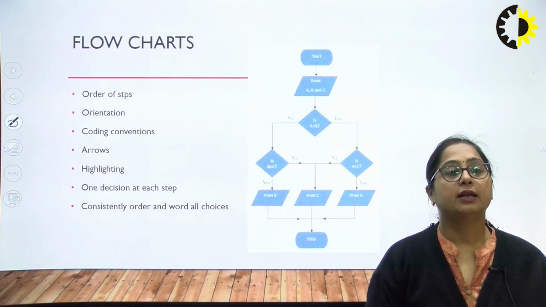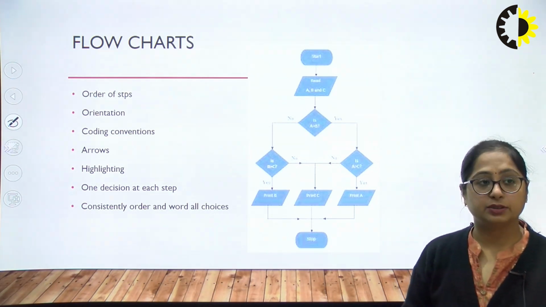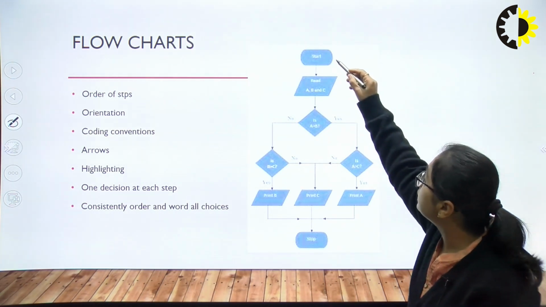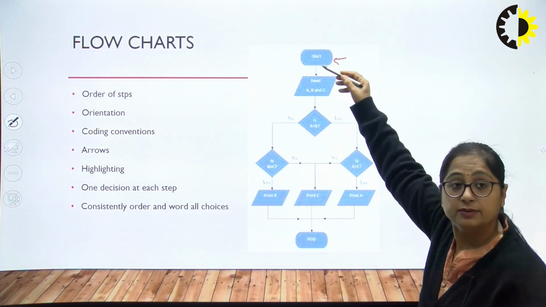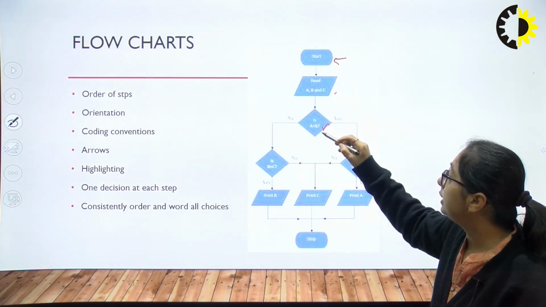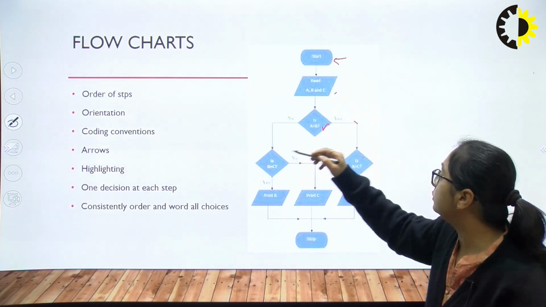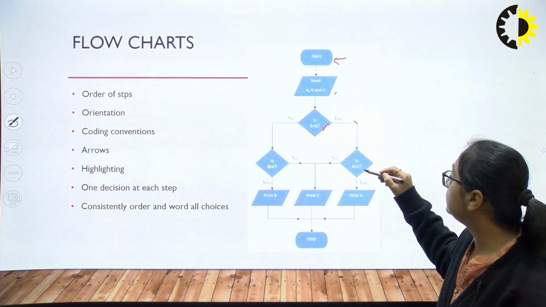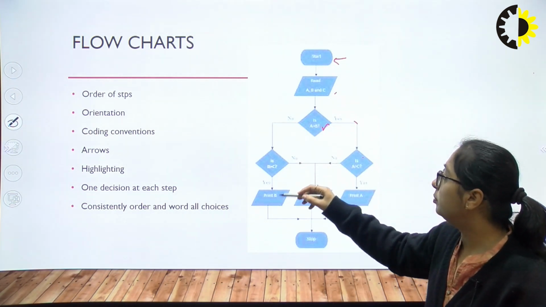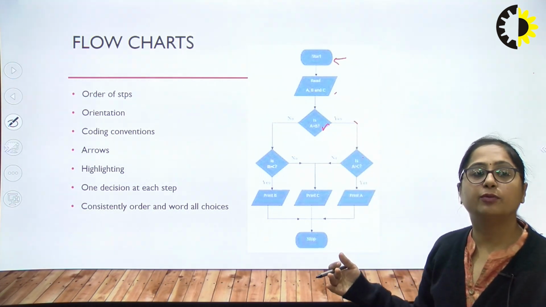Okay, flow chart. A flow chart shows how the order of steps will be executed, and what the orientations and coding conventions are. Here we start from here. This arrow represents that we have to move here. So read A, B, C. If A is greater than B, if true, then we go this way. If false, we go this way. If true, if A is greater than C, print A, and if B is greater than C, print B, otherwise print C. So this is how the data flows in the form of a flow chart.